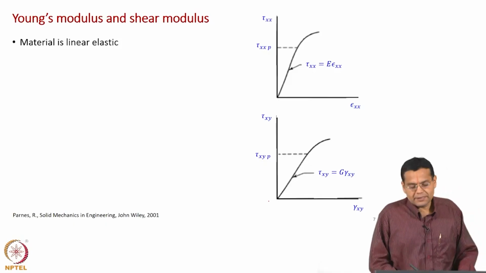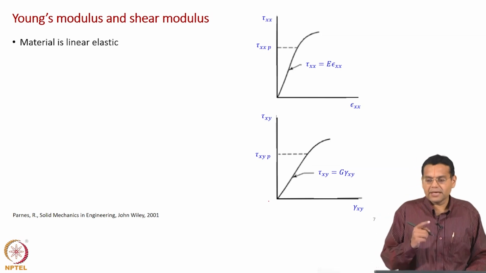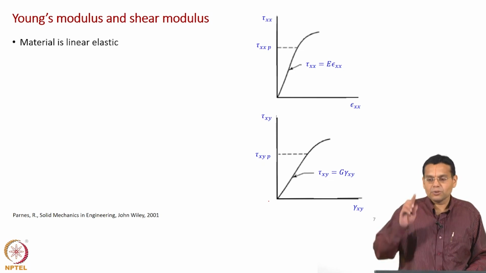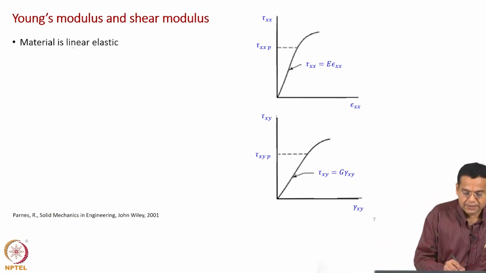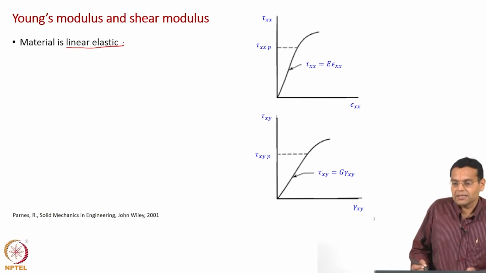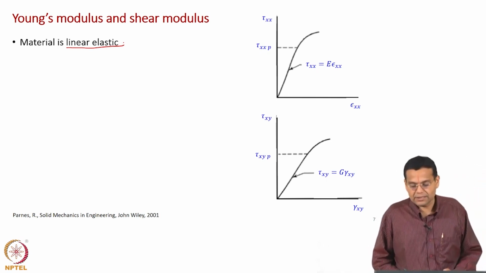In the previous case, we said a relationship exists between stress and strain. Now we said it could be of any form. Now we are going to restrict further, saying that it should be linear. So homogeneous, then we said isotropic, then we said elastic, but not general elastic, linear elastic. So the material is linear elastic, not any general elastic. What does it mean?